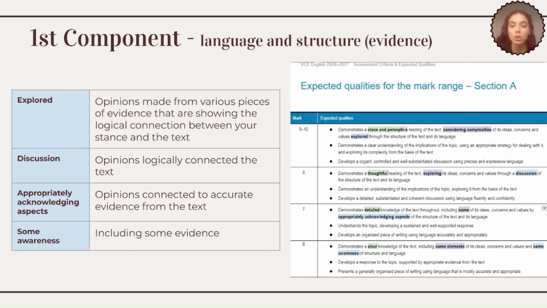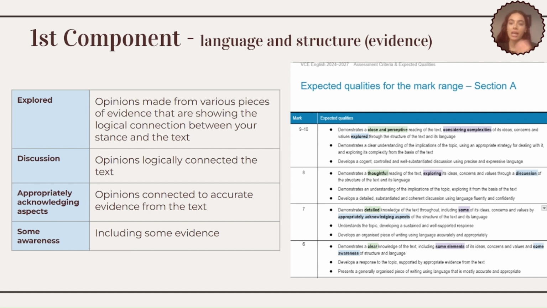Language and structure. This is your evidence. So again, we're still in understanding the text, okay? We're still in that first dot point. So the language and structure in the text. Explored. You are forming opinions about various pieces of evidence that are showing the logical connection between your stance and the text, okay? So your opinions that you have formed in the purple component just before is backed. Not just backed, but it is great options of evidence to back your point. So it's not just accurate, you are genuinely showing really strong pieces of evidence that work well between your stance and the text.